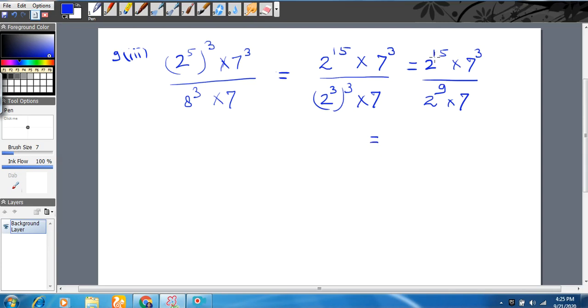So you can see 2 in the numerator and denominator also, so subtract the exponent. Okay, subtract the exponent of the denominator from the numerator. So we will write 2 power 15 minus 9 and 7 power 3 minus 1, because we can assume that the exponent is 1. So it is 2 power 6, 15 minus 9 is 6, into 7 power 2. Now you can find the values.